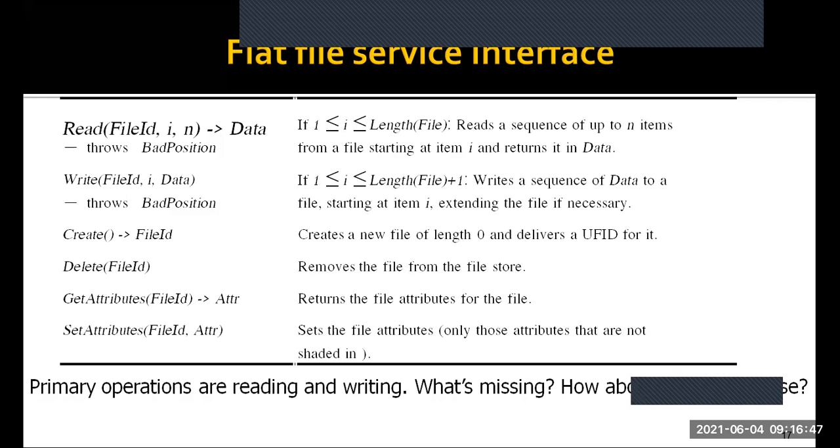Unique file ID యూజ్ చేసుకుని ఫ్లాట్ ఫైల్ సర్వీస్లో మనం పర్ఫామ్ చేసే ఆపరేషన్స్ ఏంటి అంటే రీడ్, రైట్, క్రియేట్, డిలీట్, గెట్, సెట్ అట్రిబ్యూట్స్. ఓకే, గెట్ అట్రిబ్యూట్స్, సెట్ అట్రిబ్యూట్స్ మనం ఈ సెట్ ఆఫ్ ఆపరేషన్స్ని మనం ఫ్లాట్ ఫైల్ సర్వీస్లో చేయొచ్చు అని మనకి చెప్తున్నారు.